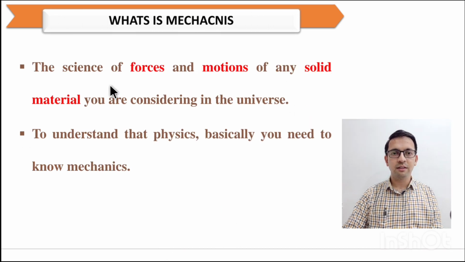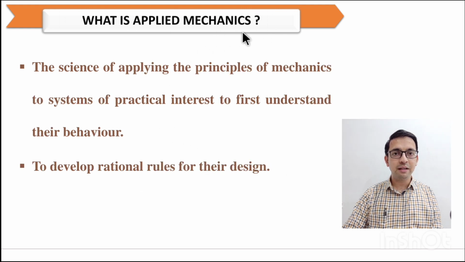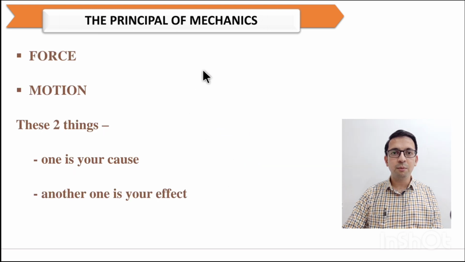So what is mechanics? It is the science of force and motion of any solid material you are considering in the universe. To understand that physics, you need to know the mechanics. So what is applied mechanics? The science of applying the principle of mechanics to the system of practical interest to first understand their behavior and to develop the rational rules for their design. So the principles of mechanics are two. First one is force, second one is motion. These two things, one is your cause and another one is your effect.